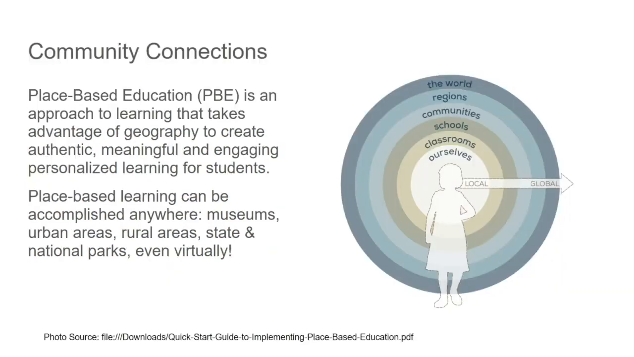The second C in the 3 C's is community connections. With community connections, we can use 2 primary frameworks for this: place-based education and service learning. So place-based education is an approach to learning that takes advantage of geography to create authentic, meaningful, and engaging personalized learning for students. Place-based learning can be accomplished anywhere: museums, urban areas, rural areas, state parks, even virtually.